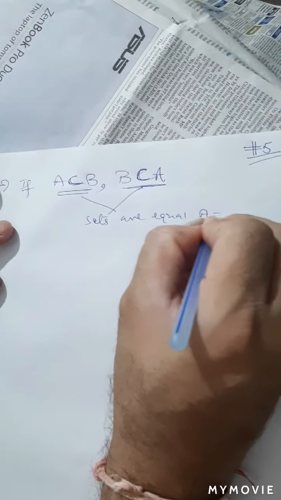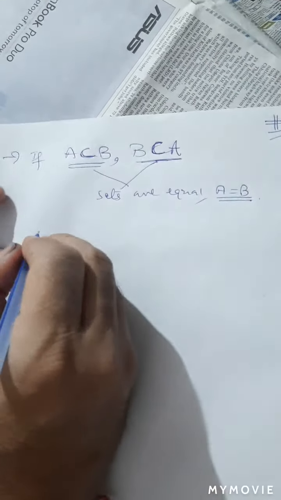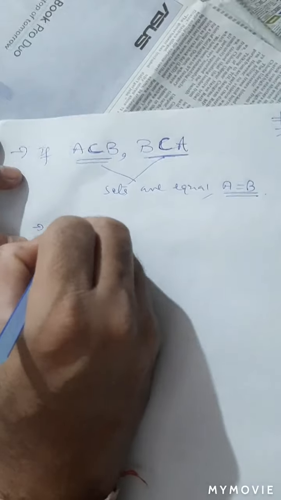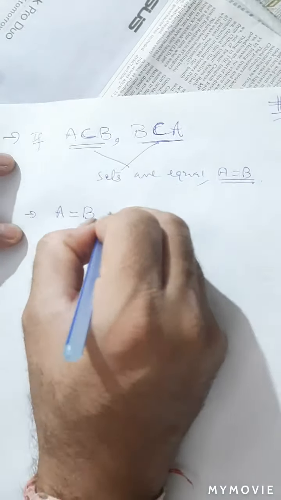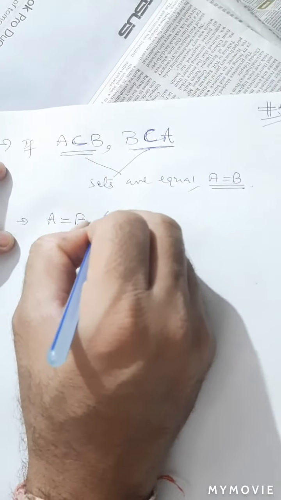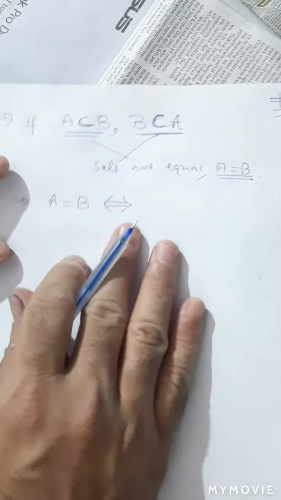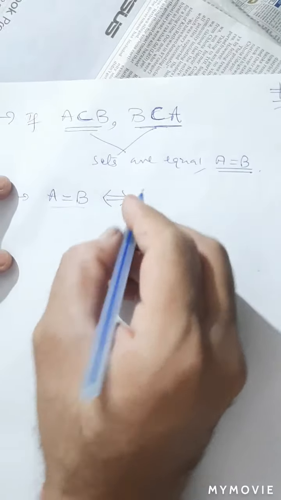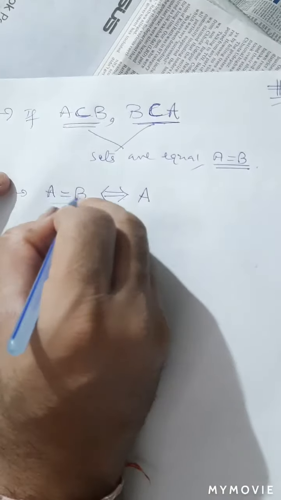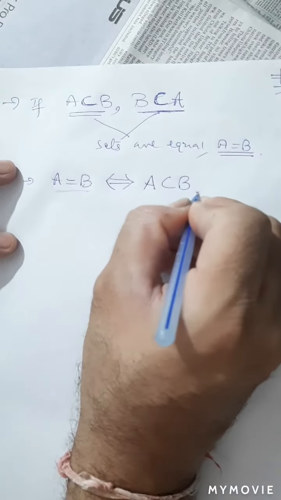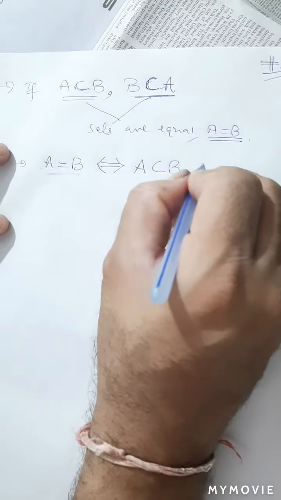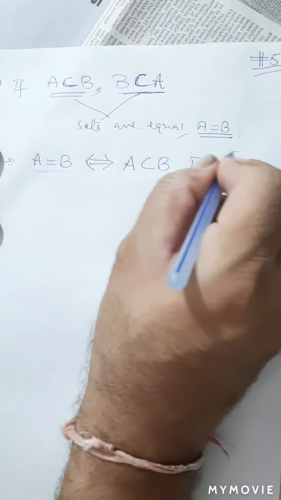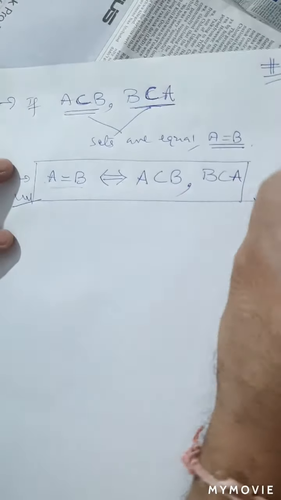And we write A equals B. So here, this is a very important point. Two sets are equal. This is read as double implies. Two sets are equal if and only if one set is a subset of the other one, and conversely, the other set is a subset of the first one. This is always true. This is a very important remark.